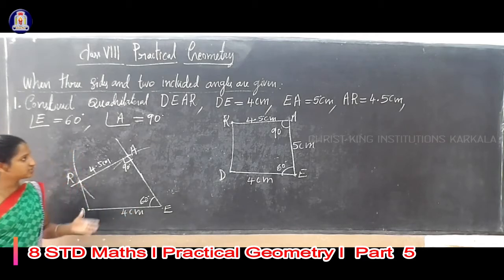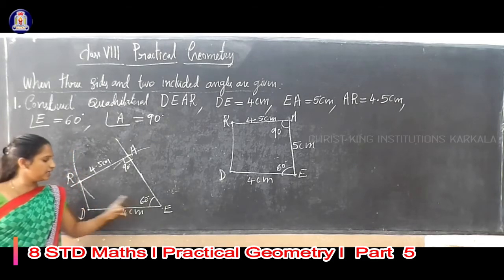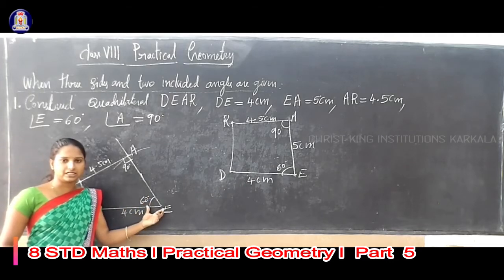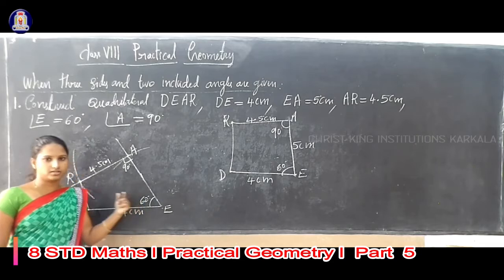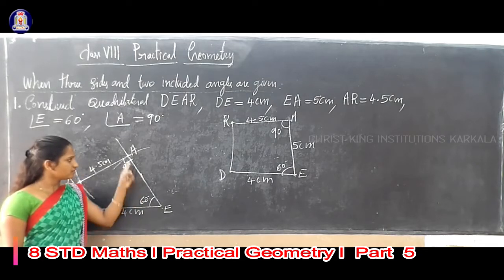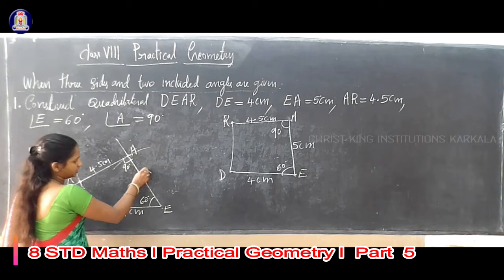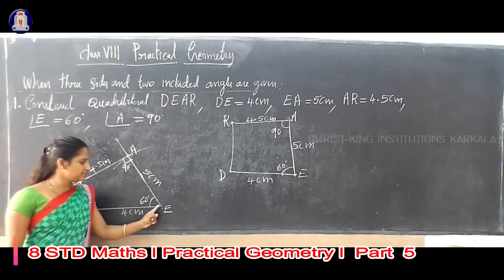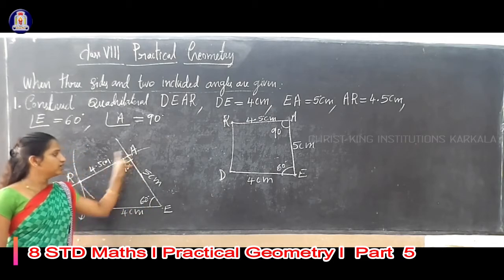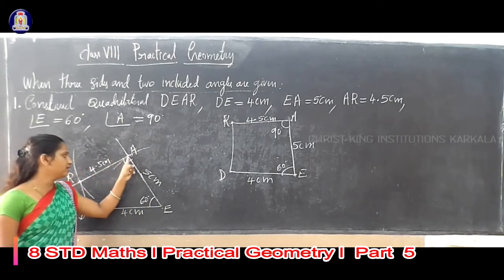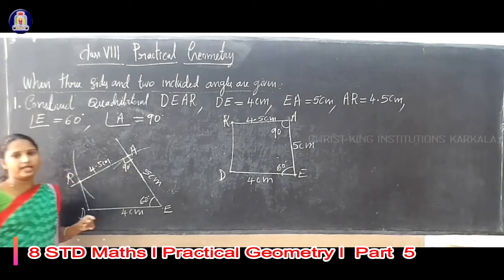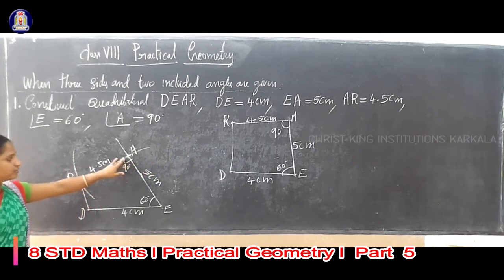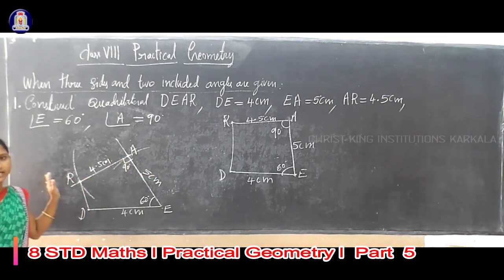So let me explain the steps. First you have to take base DE 4 centimeter. Then keep protractor on point E and measure 60 degree. Next AE side is given, that is 5 centimeter. So in compass you have to take 5 centimeter and cut the arc. That point is A. Next angle A is given, so you measure angle A, that is 90 degree.